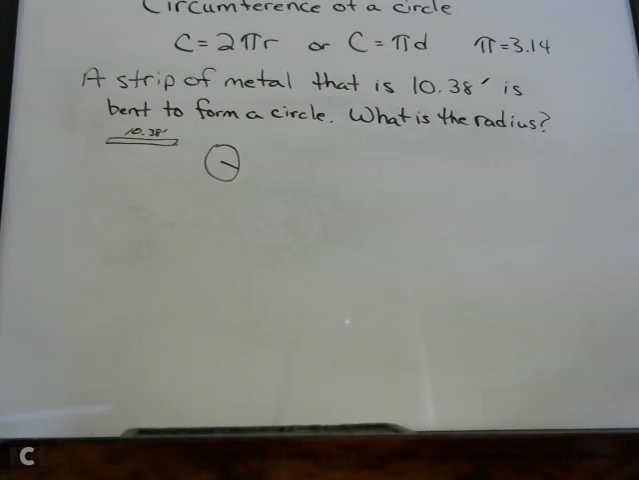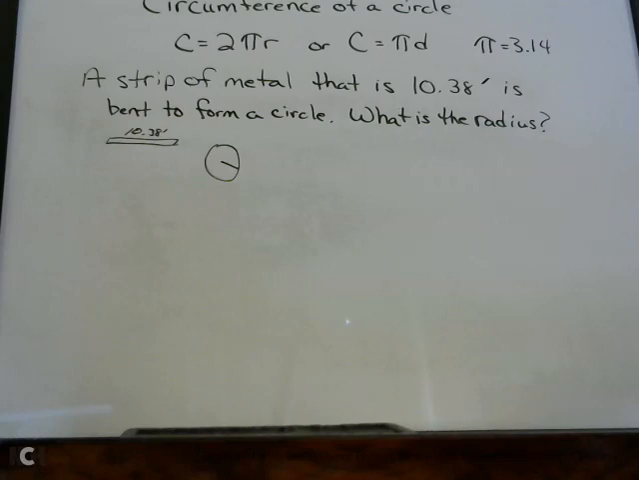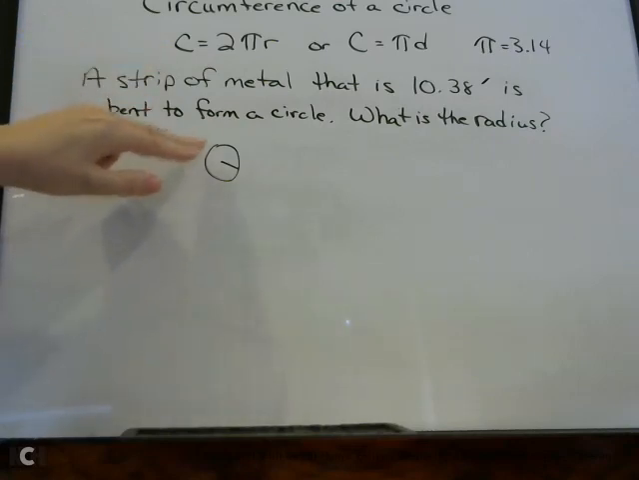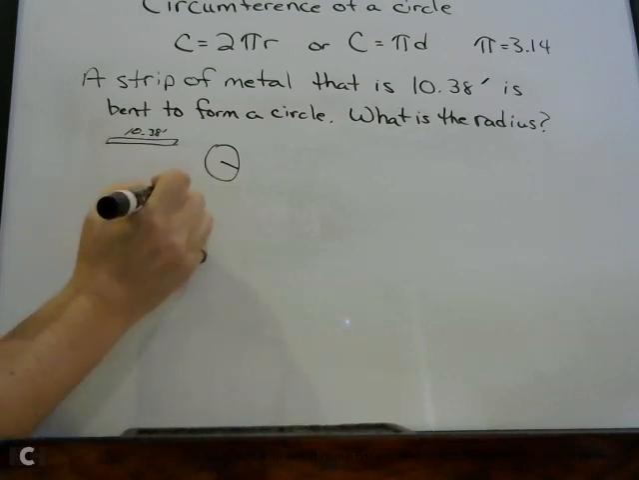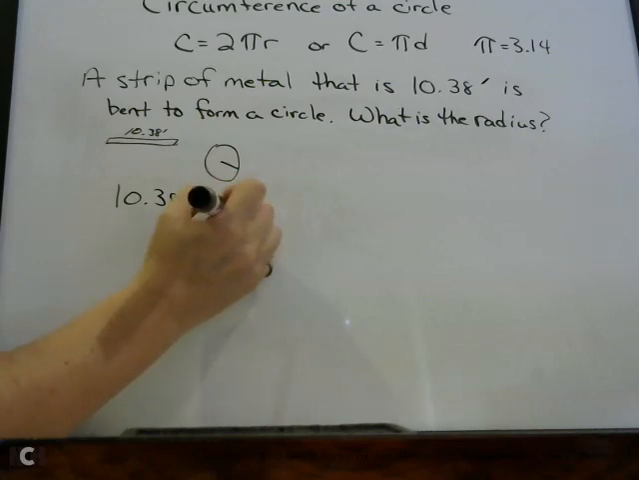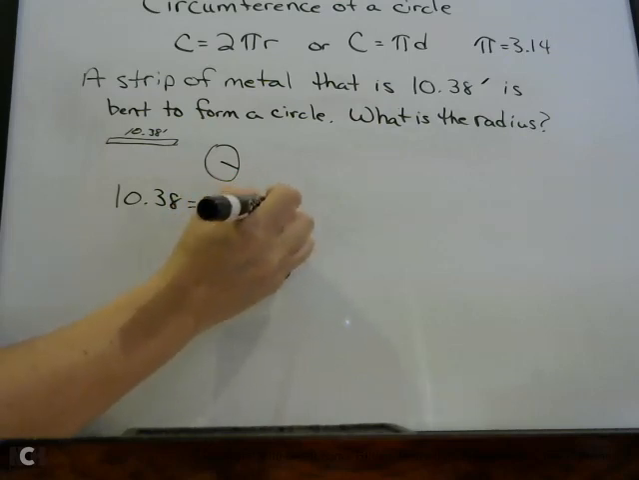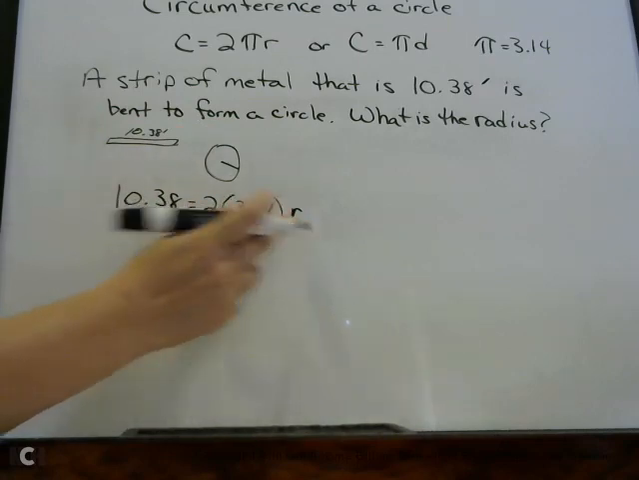So you need to recognize circumference means the distance around. So they're telling you the distance around that circle is 10.38 because that was the length of the piece of metal. So we now just go back to our formula sheet. Now that we know, okay, so they've given me the circumference. What is the radius? So circumference is 10.38 equals 2 times pi. Remember, pi is 3.14 times the radius. And we have an algebra problem solving for the radius.